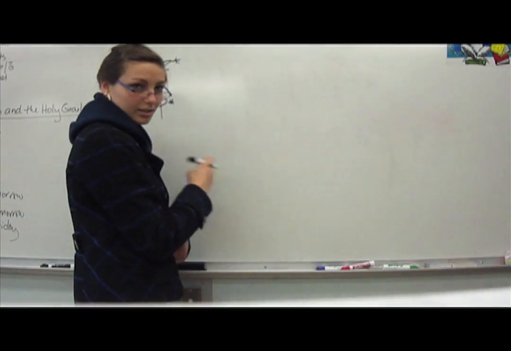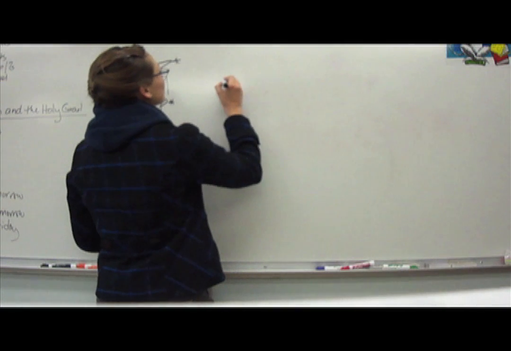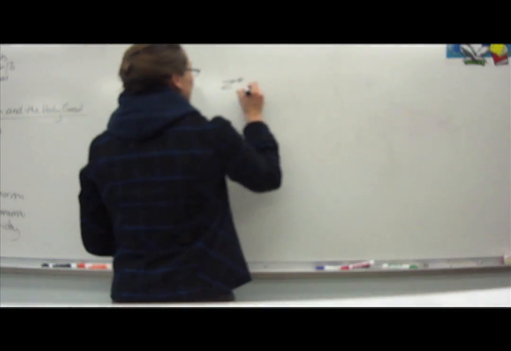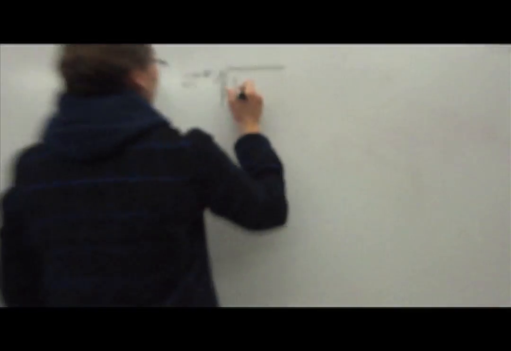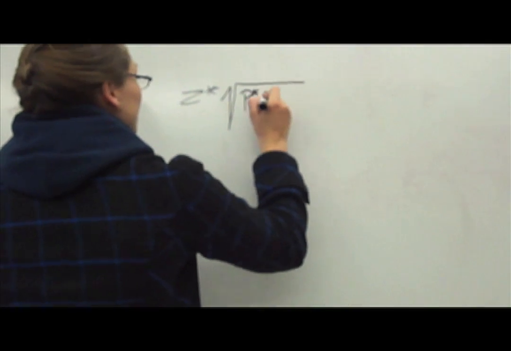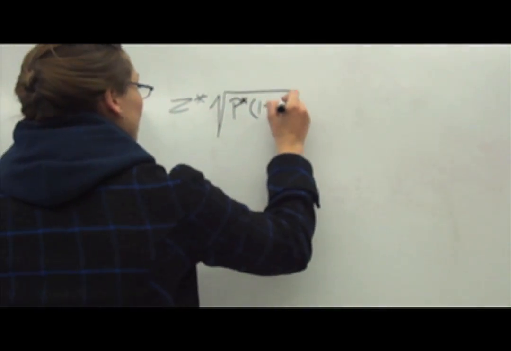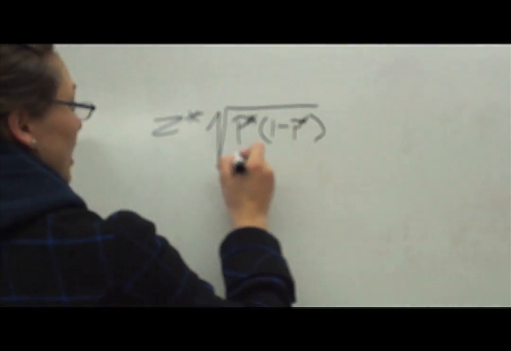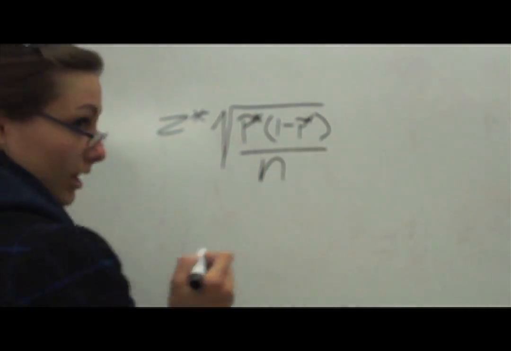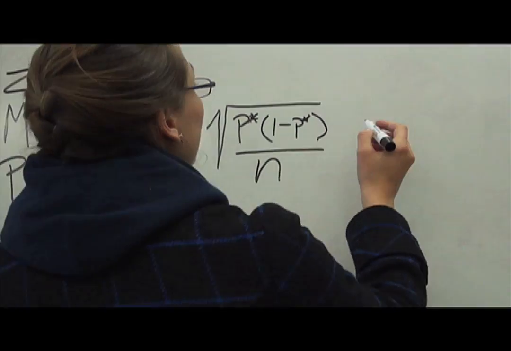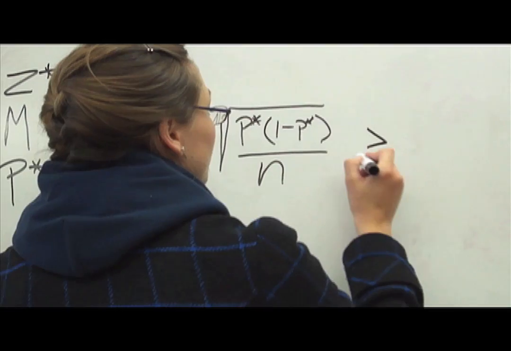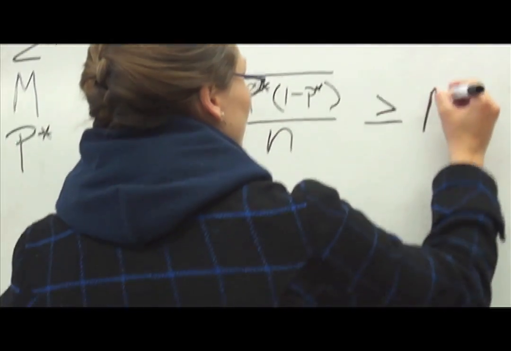Now putting these in the equation, we do z times the square root of p times 1 minus p over n, which we will find. N is population size. And this is all greater than or equal to n.